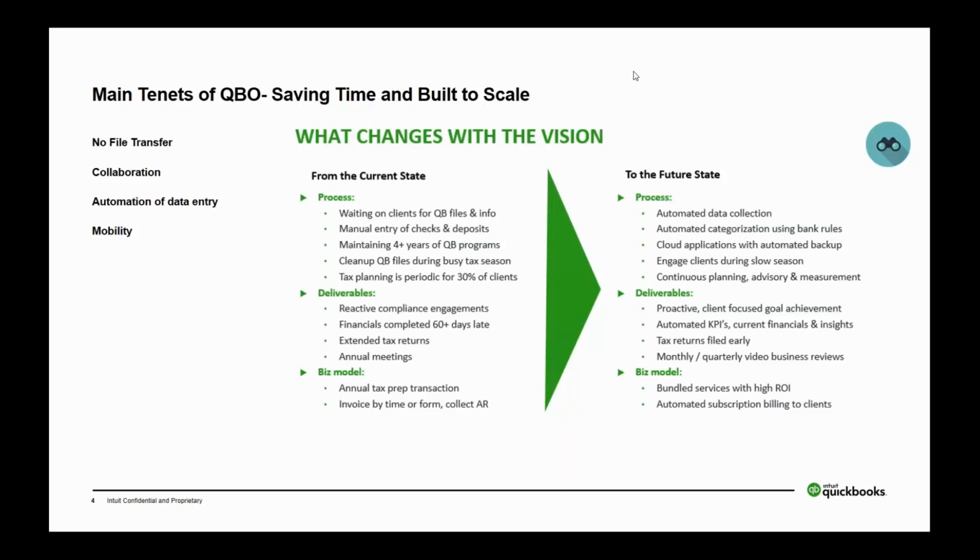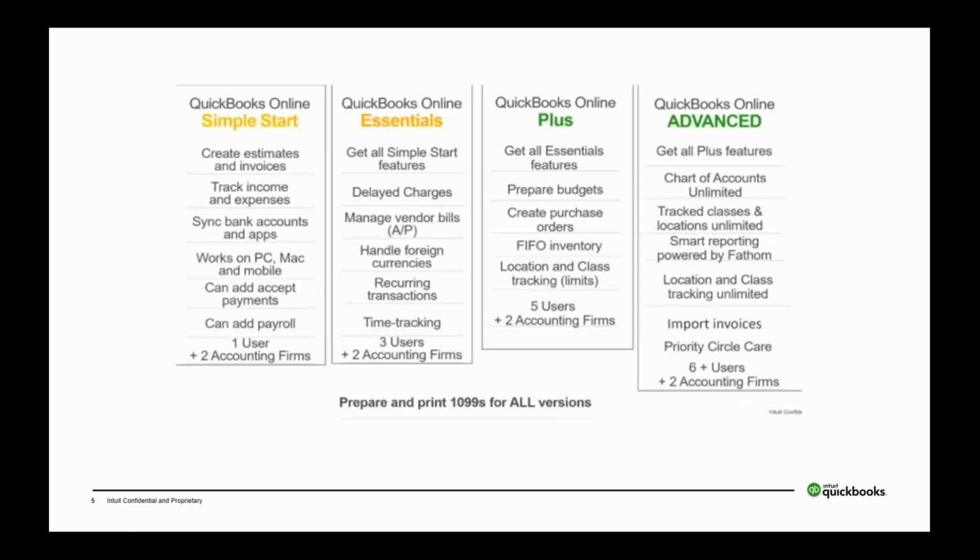So automation of data entry is key, better collaboration, and then so that you can spend more time looking at advisory services as opposed to compliance. Not that that's going to totally go away. Just some interesting things to consider, what we're hoping with the move from desktop to QBO.